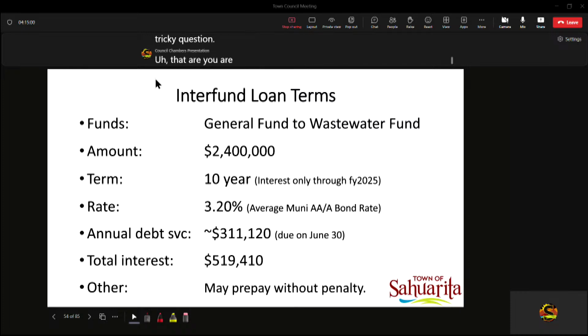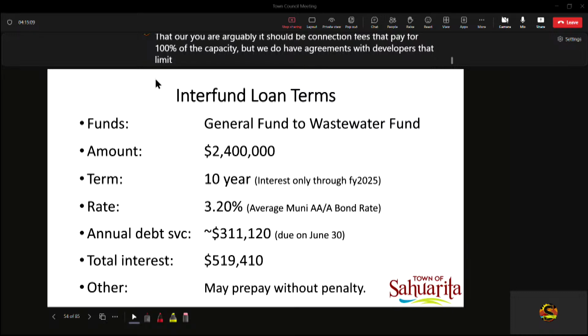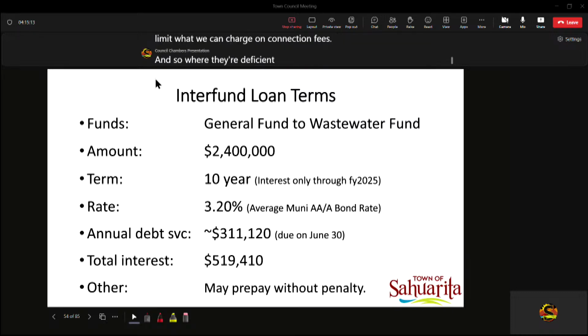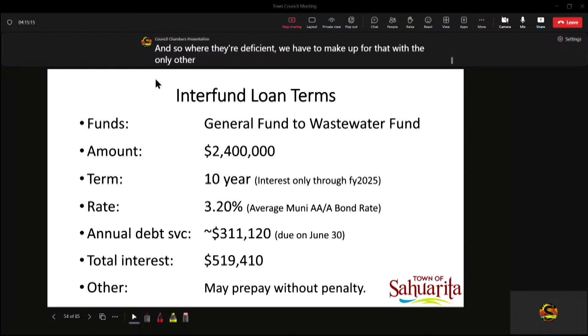Arguably, it should be connection fees that pay for 100% of the capacity, but we do have agreements with developers that limit what we can charge on connection fees. And so where they're deficient, we have to make up for that with the only other real revenue source in the wastewater enterprise fund, and that is through user fees.